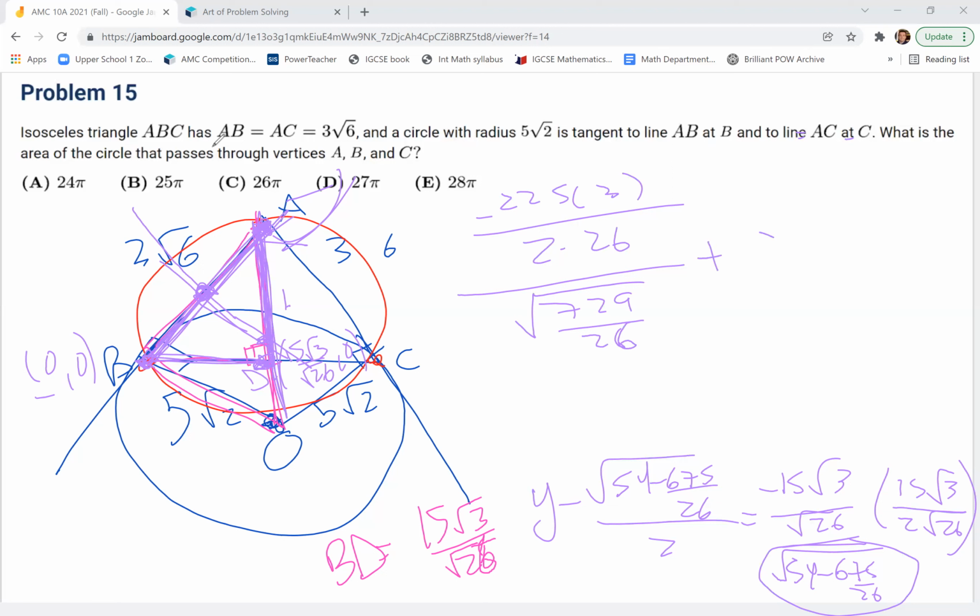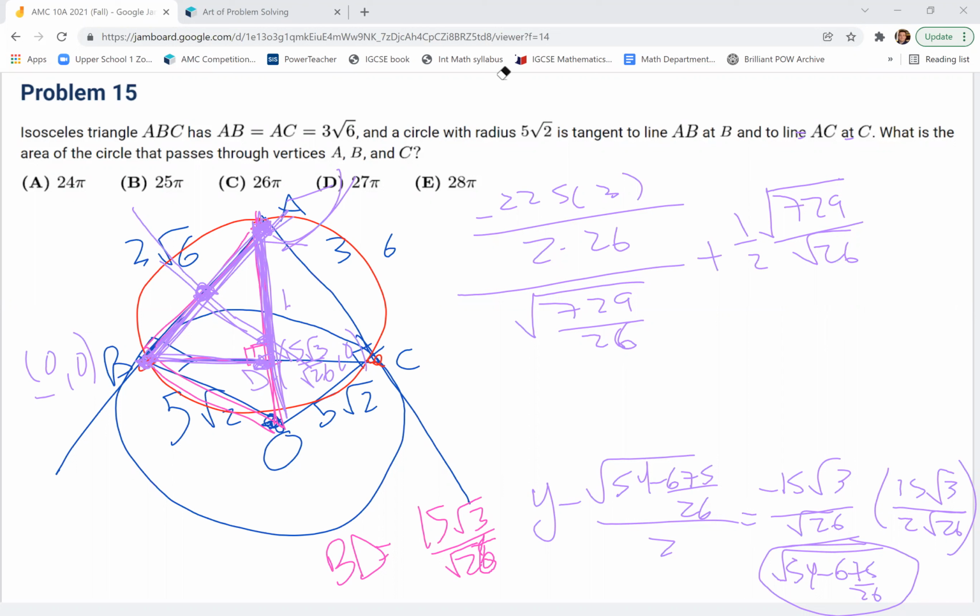And this is going to be plus square root 729 over root 26. Well, half of it, right? Half of that. So now what's good about this is, so 225 times 3, 225.